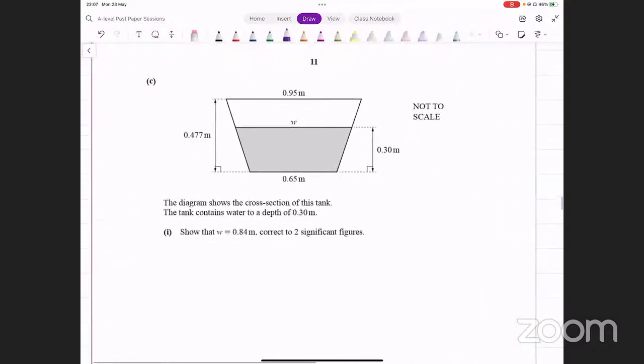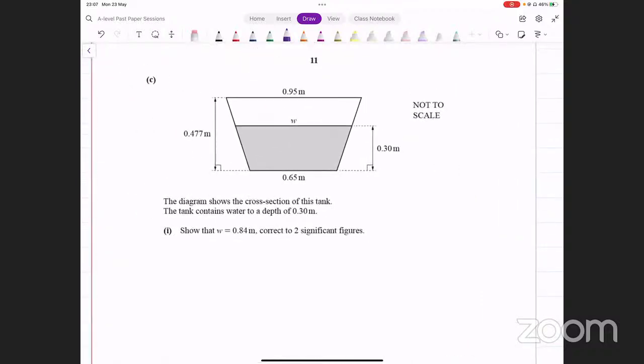Now it says the diagram shows the cross section of this tank. तो ऊपर वाला जो cross section था, जो trapezium था, वो आपको यहाँ पे नजर आ रहा है. The tank contains water to a depth of 0.3 meters. Okay, 0.3 meters आपका water है. We have to show that W equals 0.84. This is the length W. ये आपको show करनी है that is 0.84. How do we think about this?